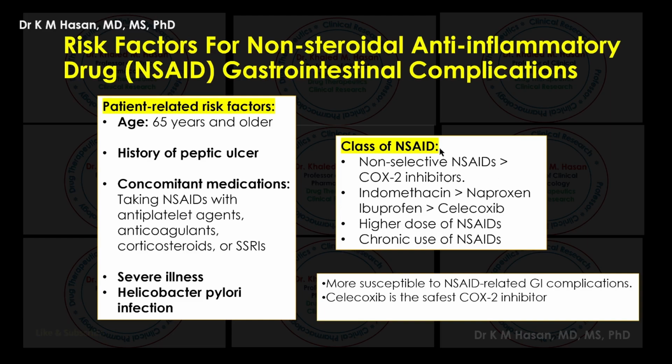Okay, what happened with the class? Which one is more of a predisposing factor for peptic ulcer? Which one may cause peptic ulcer more than the others? They said number one, non-selective medications may cause peptic ulcer more than COX-2 inhibitors. Indomethacin more than naproxen. Ibuprofen more than celecoxib. Higher doses and chronic use may cause peptic ulcer. So high doses and chronic use may cause peptic ulcer.